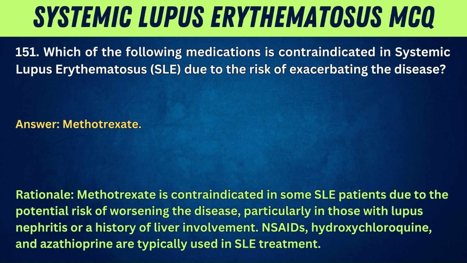Rationale: methotrexate is contraindicated in some SLE patients due to the potential risk of worsening the disease, particularly in those with lupus nephritis or a history of liver involvement. NSAIDs, hydroxychloroquine, and azathioprine are typically used in SLE treatment.